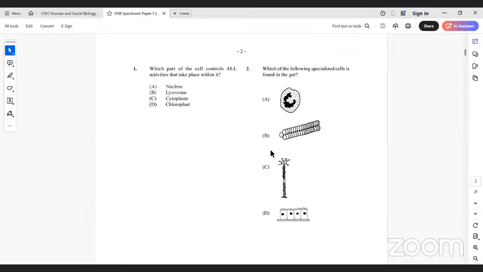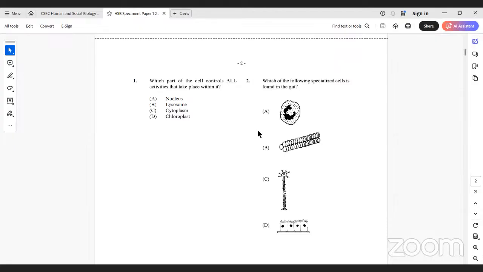This is the Specimen 2022 paper. Which part of the cell controls all activities which take place within it? Again, we already identified that these first few questions will be from Section A. So no one should be thinking anything strange at this point. And we know we are starting off with the answer being A.